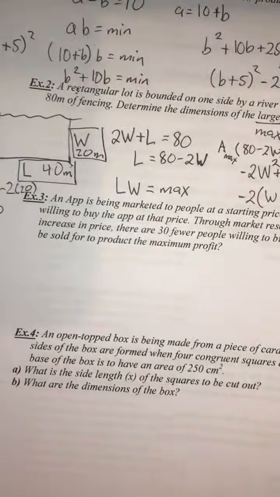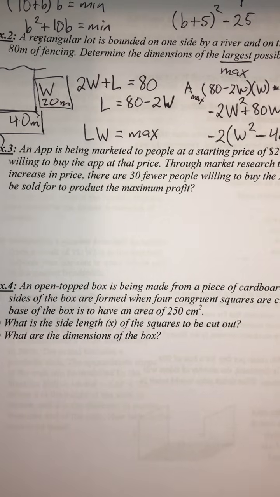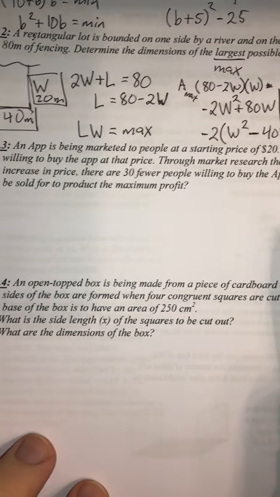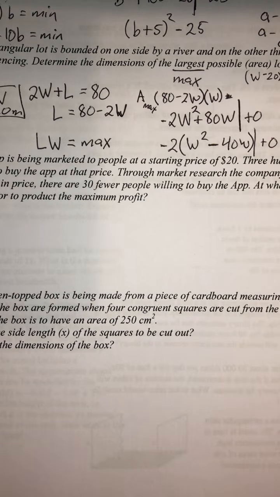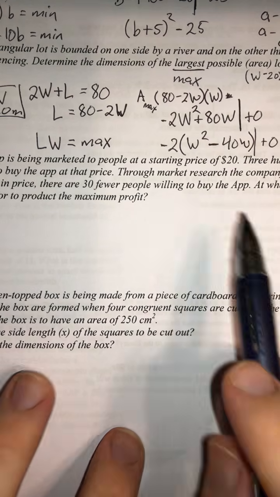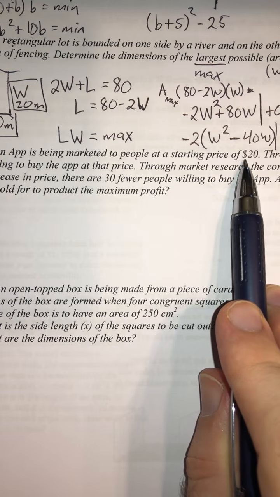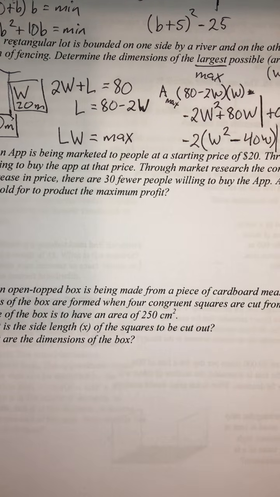Let's move on to the next one. This one is a cost slash profit problem. We've got an app being marketed to people at a starting price of $20. It says that 300 people would buy the app at that price. It says if we do some market research, we figure that for every time we increase this price by 5, we're going to have 30 people less willing to buy it. So we want to know, what price should I set that app to be so that I'll have a maximum profit?